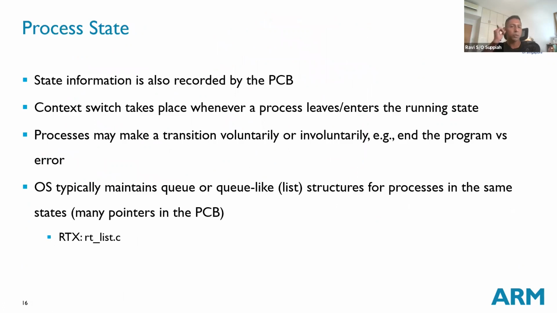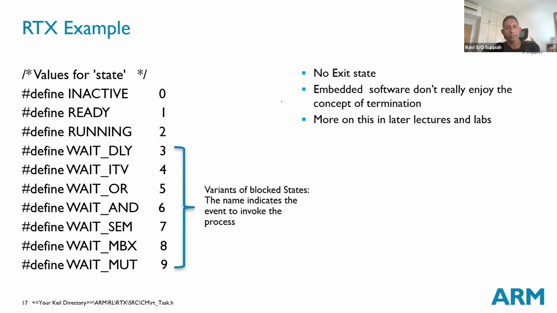So the process state, this task control block is the one that holds this process state. And these are all the different states used by the OS to manage the state of the task. Even though I say the task is blocked, it could be blocked for many reasons. So that's where you have this variance of the block state.